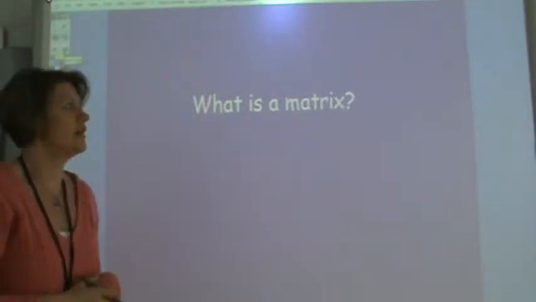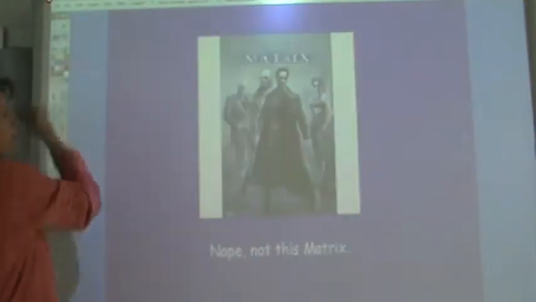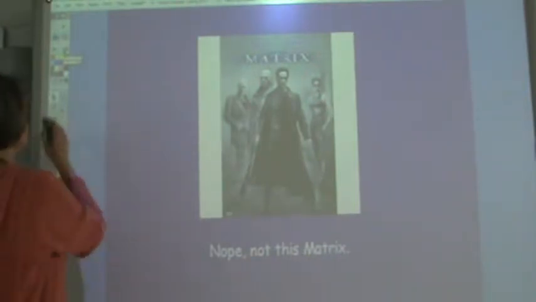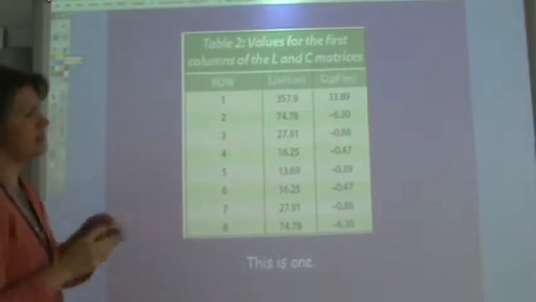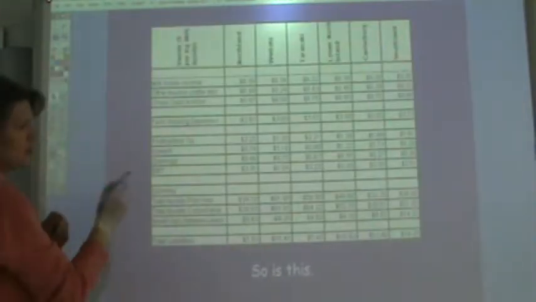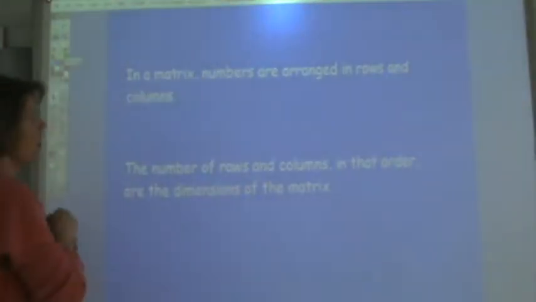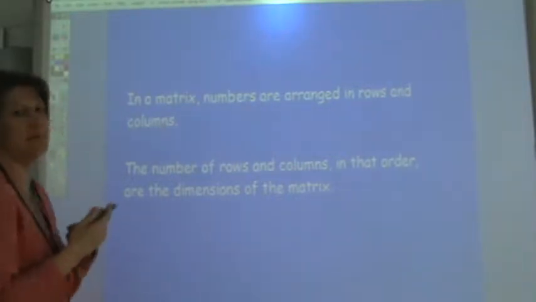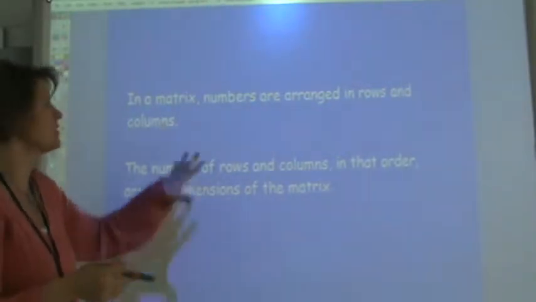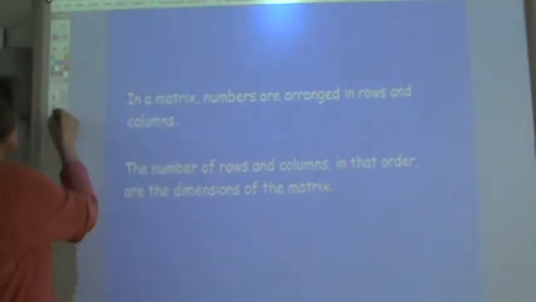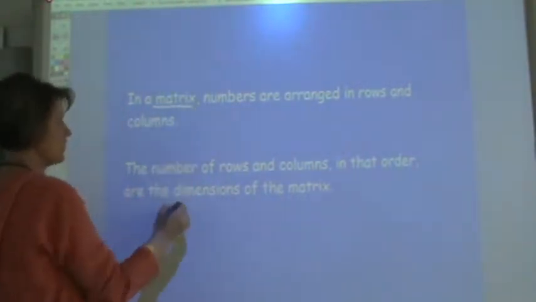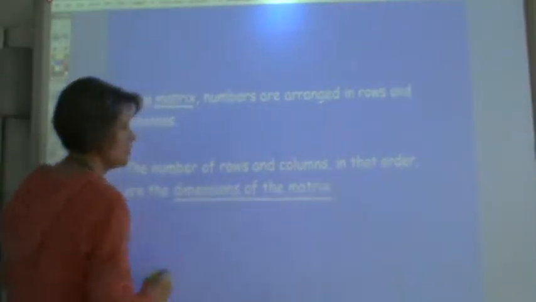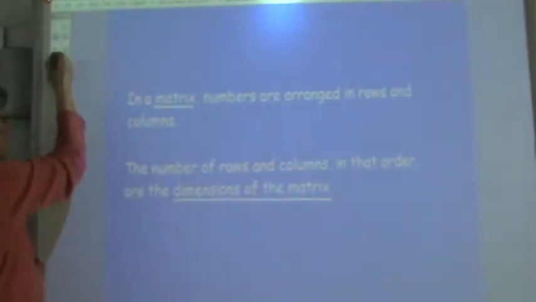Okay, so what is a matrix? Okay, not this matrix. All right, this is a matrix. So is this. Okay, so in a matrix, numbers are arranged in rows and columns. The number of rows and columns in that order are called the dimensions of the matrix. So if you're taking notes, these would be two good vocab words to write down. We got the definition of a matrix, and we've got the dimensions of the matrix. That will come up again.